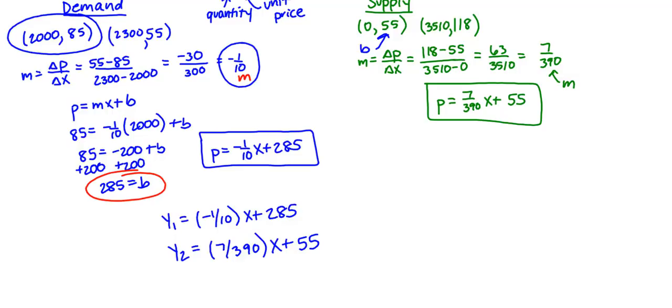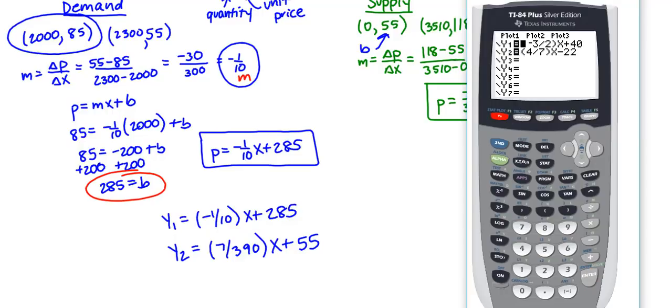Let's go ahead and pull up our calculator here. So y1, we have negative 1 over 10x plus 285. Into y2, we have 7 over 390x plus 55. Okay, so again, you can start out with a standard zoom, so zoom 6.